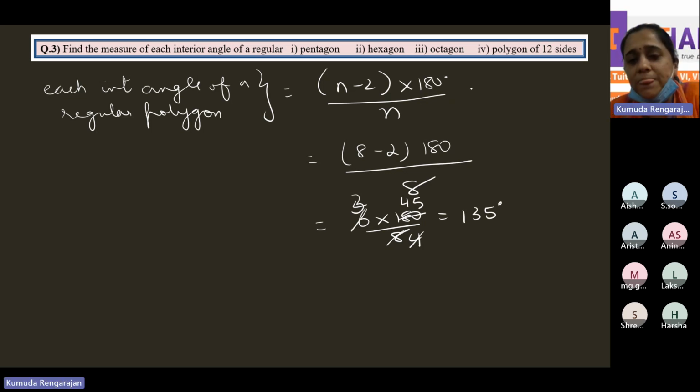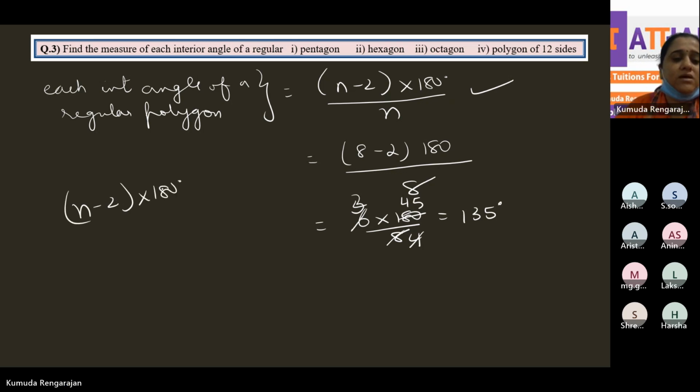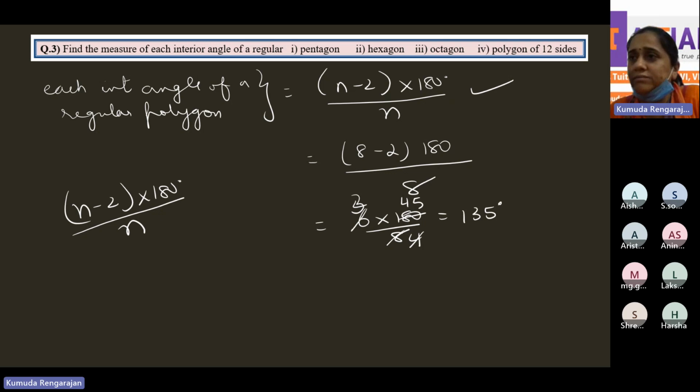This is the formula, children. The total is n minus 2 into 180. Each angle will be divided by n. But it's a regular polygon, so all the angles are equal. So divide by the number of sides. You got 135? Somebody said 108.